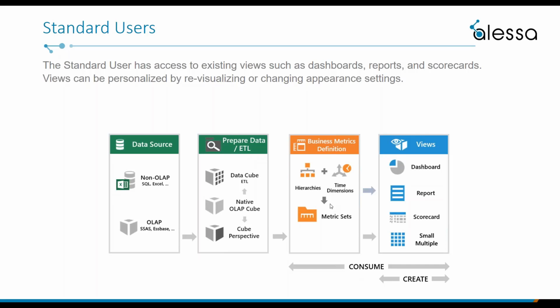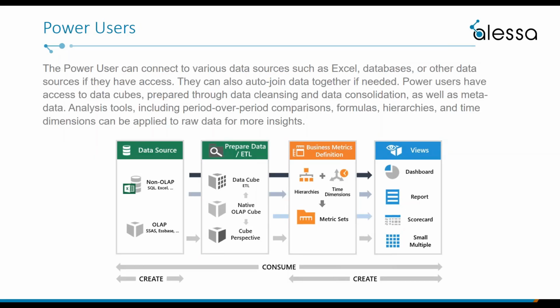So they are not able to go and prepare new data sets and all of that, but they can use data sets that are already created for them. The next one is a power user. A power user can do more than that. They can create their own data. They can connect to data sources, and they can create their own data sets, metric sets, and so on to facilitate their reporting. So a power user is, in a way, very similar to the standard user, except that they can do some data preparation work as well.